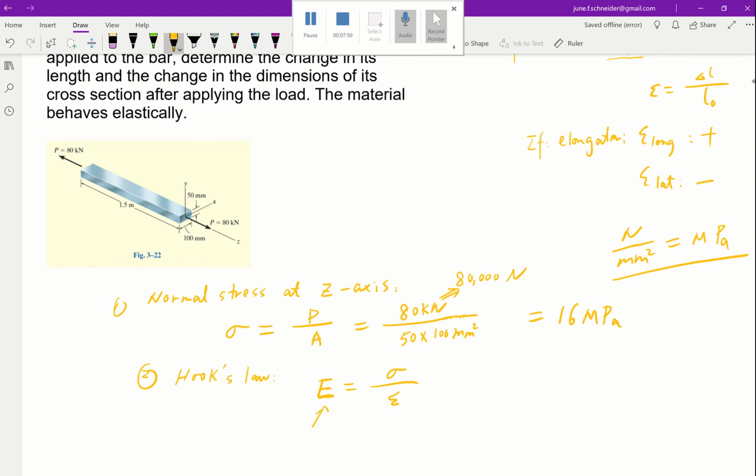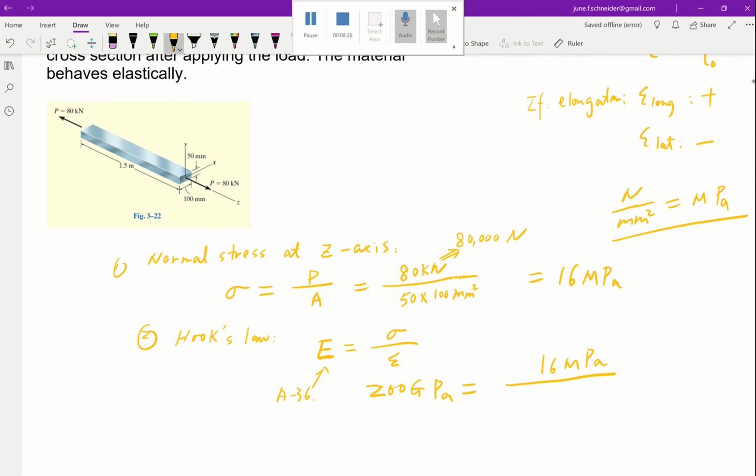So look at the book, you will find for 836 the value for E is equal to 200 gigapascal. So make sure you are looking at that table. 200 gigapascal. And our normal stress is 16 megapascal, right? Then with that, we can find how much normal strain that would be. So from here, we can calculate normal strain. That's going to be equal to our 16 megapascal over 200 gigapascal. Here we can change giga to mega, so it will become 200,000 megapascal.